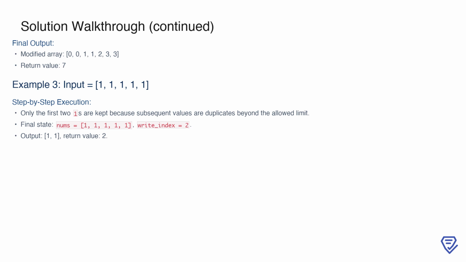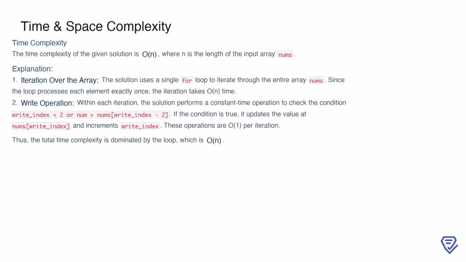Lastly, consider a simpler case where the input is 1, 1, 1, 1, 1. Here, we only keep the first two 1s because all subsequent 1s exceed the allowed limit of 2 occurrences. The final state of the array is 1, 1, and the return value is 2. This demonstrates how the solution effectively handles duplicates by adhering to the condition of keeping at most 2 occurrences of each number. The time complexity of the solution is O(n), where n is the length of the input array nums.